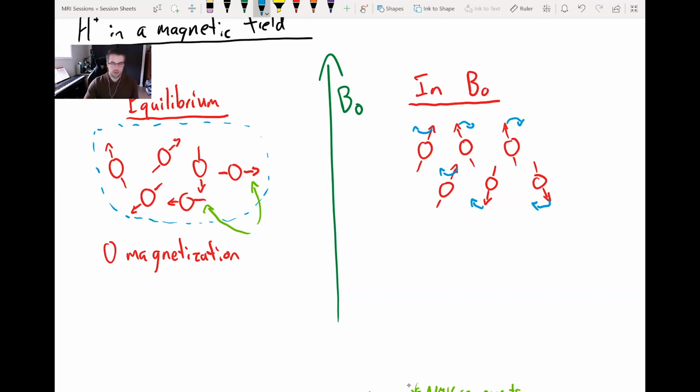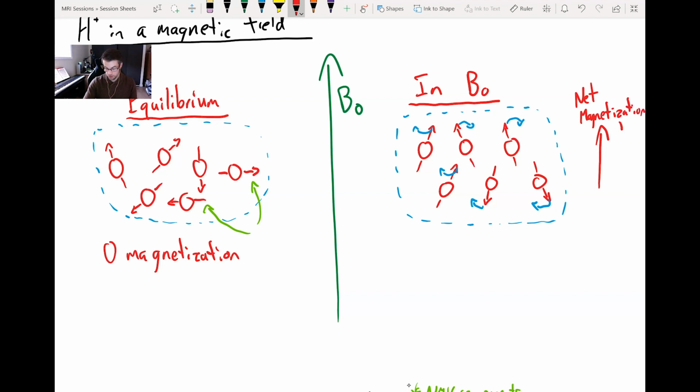Okay, so there's two important factors to talk about now. First is there is now a net magnetization of this group of hydrogen atoms. And that net magnetization is oriented upwards. So I'll draw that as a little arrow over here, say net magnetization. And let me go into why that is the case.